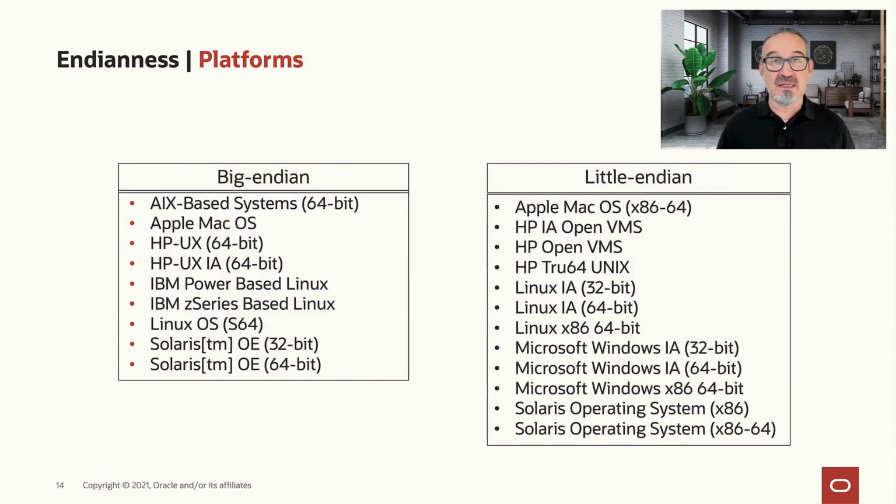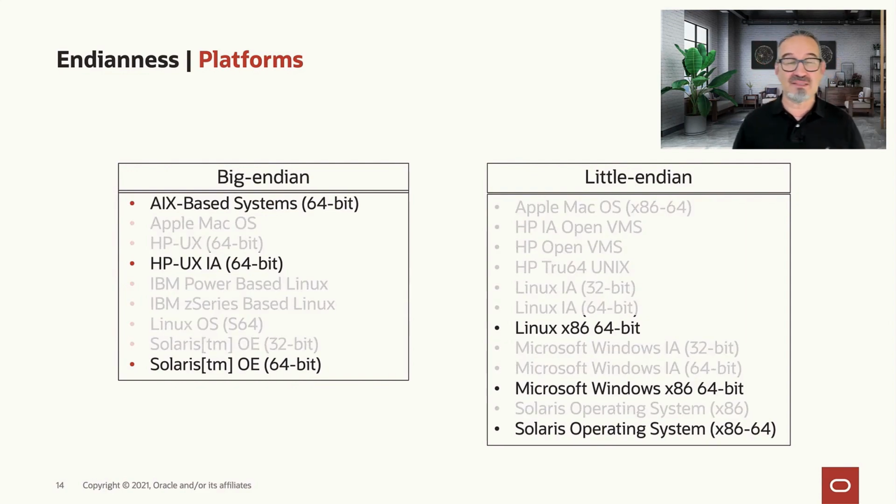Speaking of big endian and little endian platforms, these are the platforms we have in the database world these days. We can basically shrink this down to the most common platforms. On the big endian side, it's AIX, HPUX Itanium, and Spark Solaris. While on the little endian side, we mainly speak about Linux, Windows, and Intel Solaris. Even though the last release where Intel Solaris is available is Oracle Database 19c, there are still Intel Solaris systems out there.